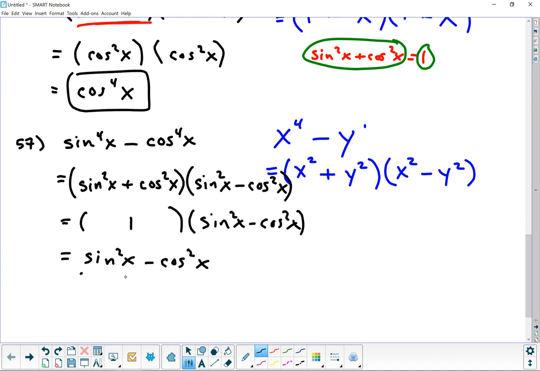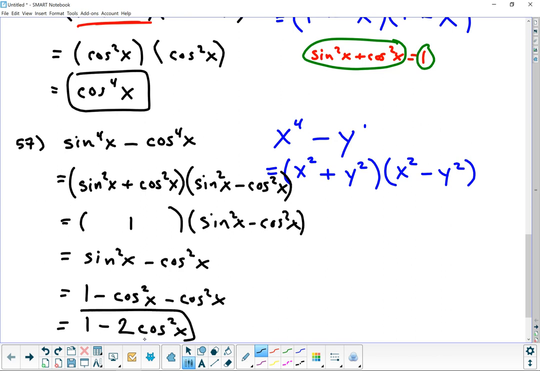I am good with this. Now some of you may want to change it all to cosines or all to sines. For example, you can say sine square x is the same as 1 minus cosine square x, like I did before up here. Then you still have the minus cosine square x. So you can work it from that angle and say this is equal to 1 minus 2 cosine square x. If you want to go this route, you're good with this as well.